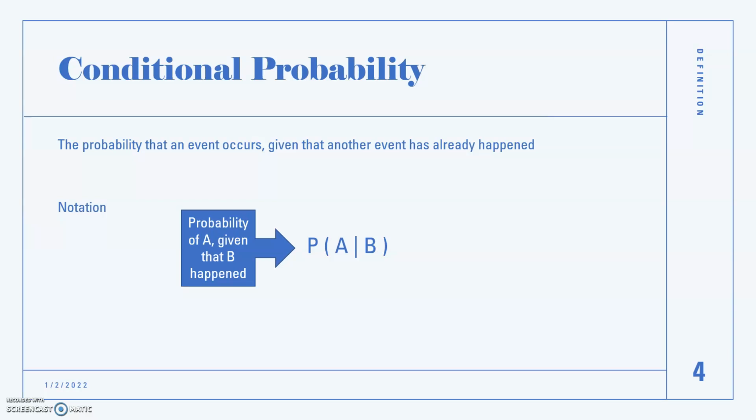So some notation: the notation for conditional probability, which is the probability that an event occurs given that another event has already happened, is the probability of A, and then we do that straight line, given that B has already happened.